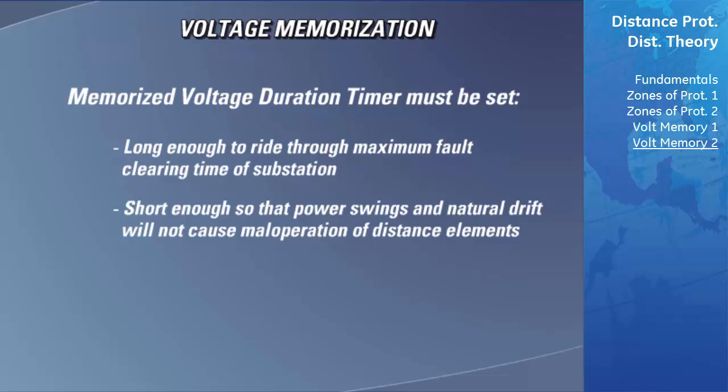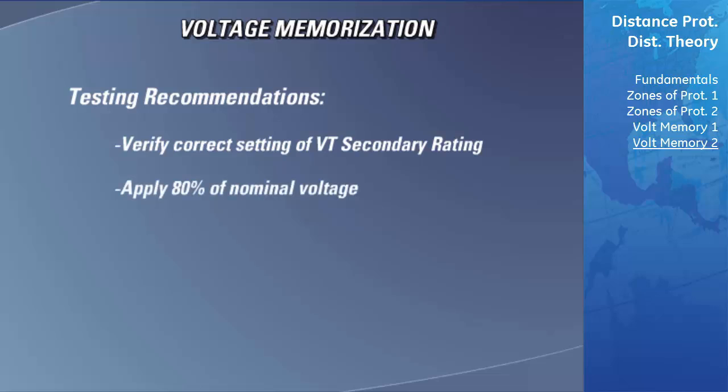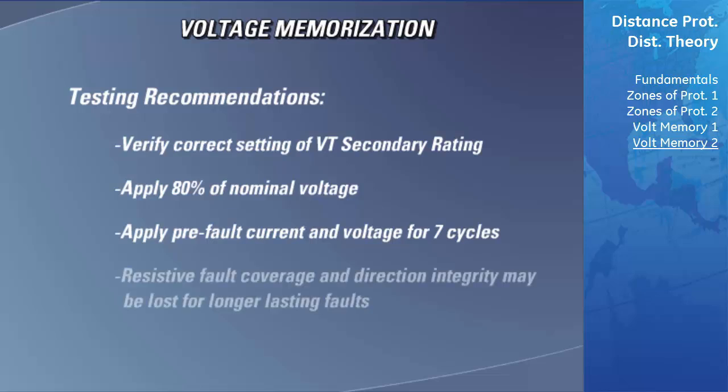When testing your D60 relay, the voltage memory feature may cause the relay to operate not as you expected. In order to ensure you are testing your D60 properly, the following recommendations should be followed. First, make sure that your VT secondary rating settings are entered correctly. Secondly, when testing the distance elements, apply pre-fault voltages of at least 80% of nominal to the relay and ensure the pre-fault current and voltages are present for at least 7 cycles. Finally, take into consideration that once the memory expires, the initial resistive fault coverage and directional integrity may be lost and may cause unexpected operations for longer-lasting faults.